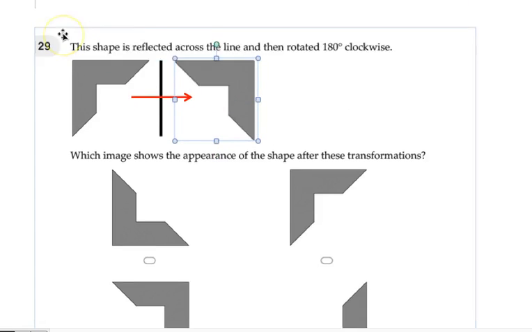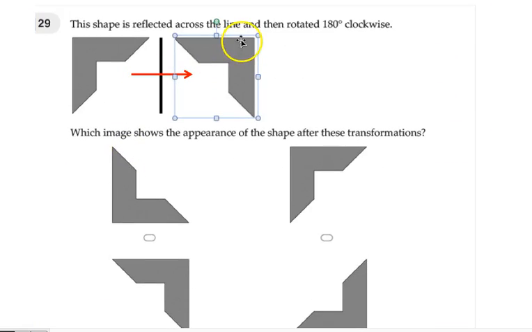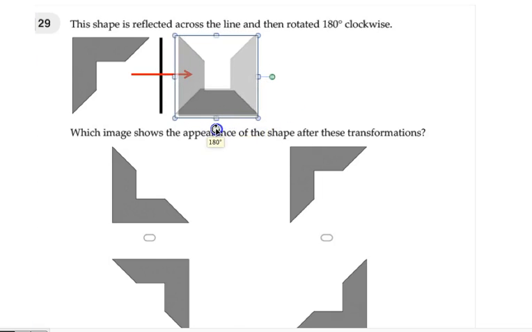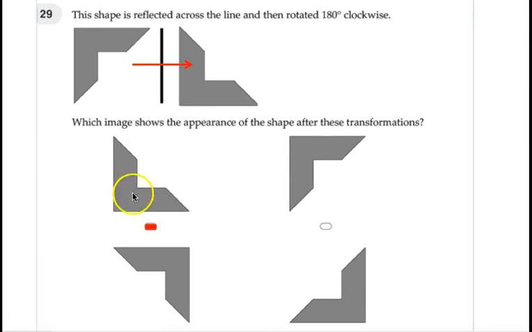So it's reflected across the line. Sorry about that. So reflected across the line. And then I'm going to rotate 180 degrees clockwise. So rotating 90 like that, and then another 90, which is 180 degrees. So it will end up like that. So the shape that we end up with is this first shape here.